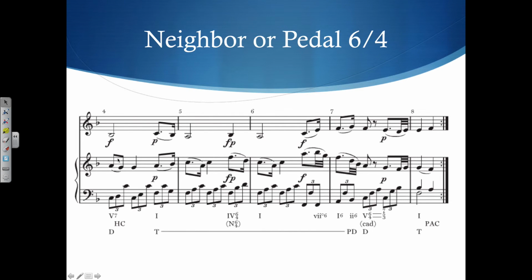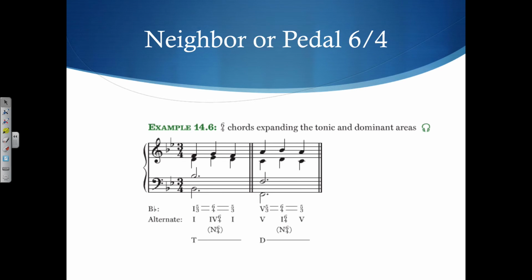Here's a good example of another type of 6/4 chord that we have called the neighboring 6/4 or the neighbor 6/4. We also call it the pedal 6/4. And the neighbor 6/4, like I said, if you want to write the term out as neighbor, that can be helpful so we don't confuse it with the Neapolitan. It's just meant to expand the tonic harmony. Let's look at an example of that.